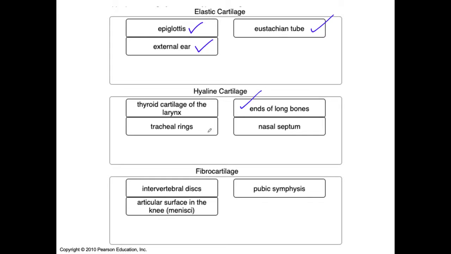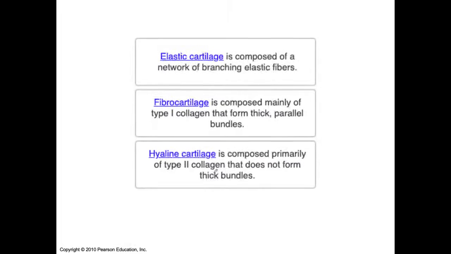Hyaline cartilage is found at the ends of the bone. It's found around the trachea, those tracheal rings. It's found in the nasal septum, and even your thyroid cartilage or Adam's apple is hyaline cartilage. The fibrocartilage, that's your IVDs, the intervertebral discs. The menisci, which is the medial lateral menisci of the knee, that's very strong fibrocartilage. And then the pubic symphysis between the pubic bones. Again, this is the strongest cartilage in the body.